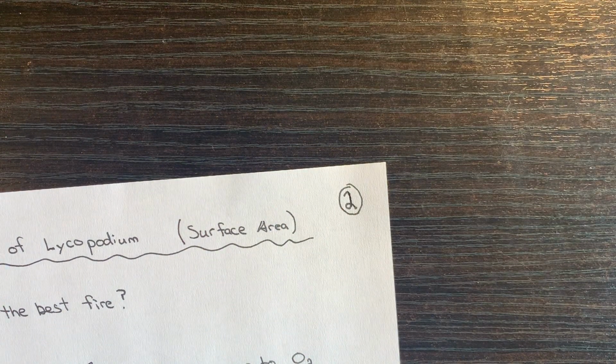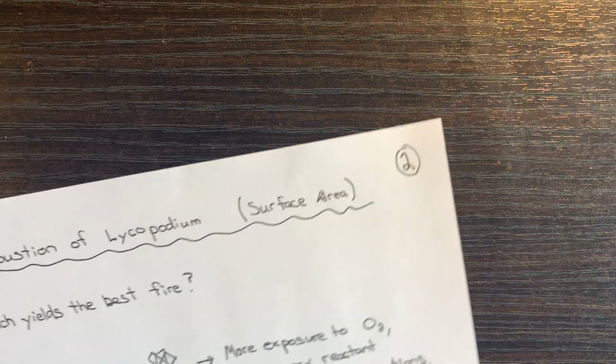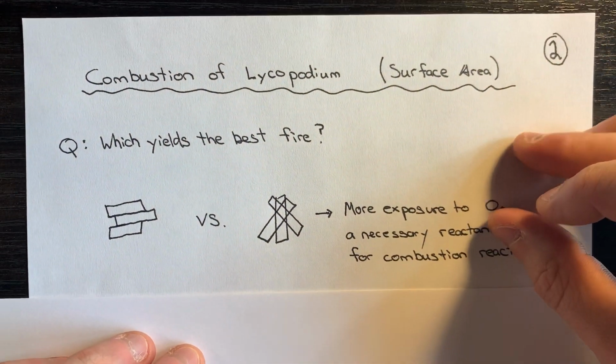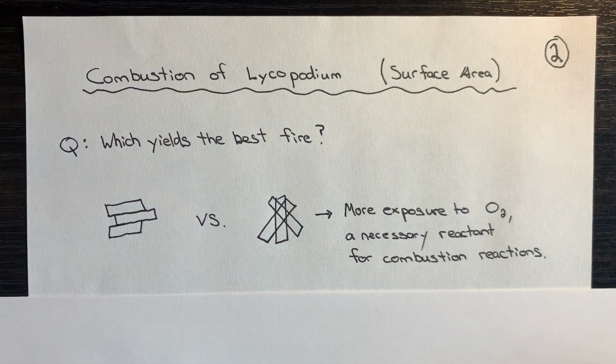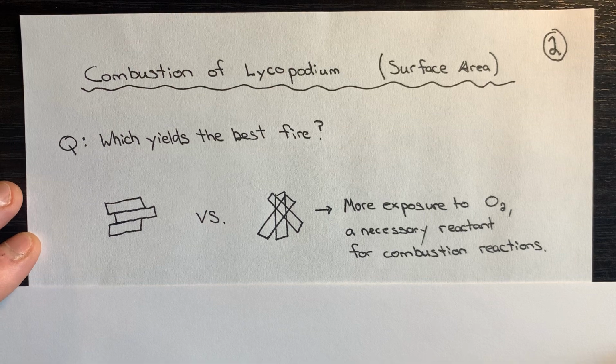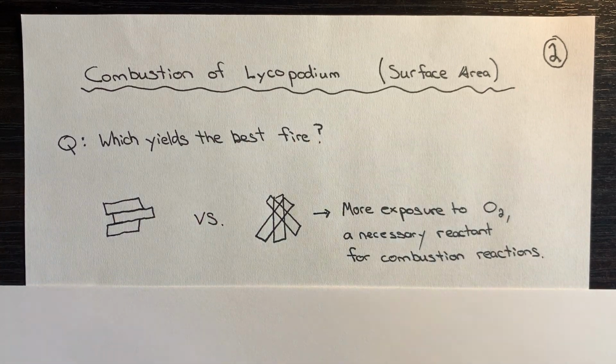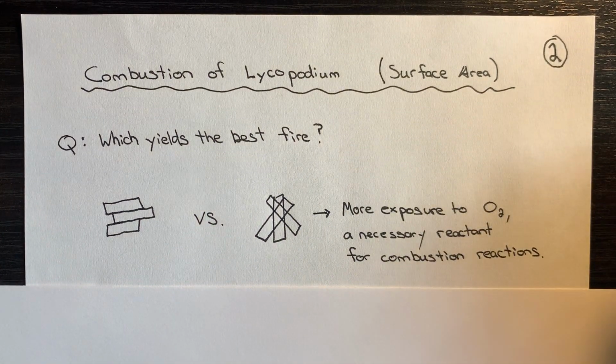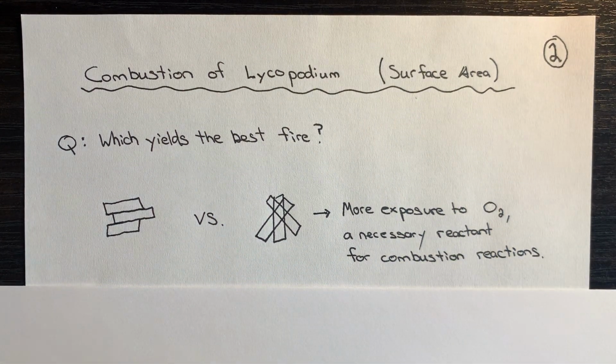The next thing I want to focus on today is what surface area can possibly do for a chemical reaction. The reaction we're going to take a look at is the combustion of lycopodium. Lycopodium is a spore from a moss. So basically it's just organic matter. It's very, very fine, very, very small as far as particulate size goes.